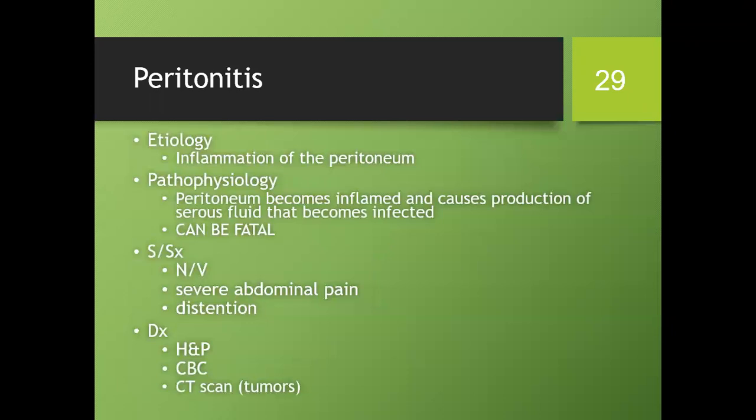Peritonitis. Well, it's inflammation of the peritoneum, the lining of the abdominal cavity. The peritoneum becomes inflamed. It causes production of serous fluid that becomes infected. It can be fatal. Why? Because it can turn into sepsis, right?